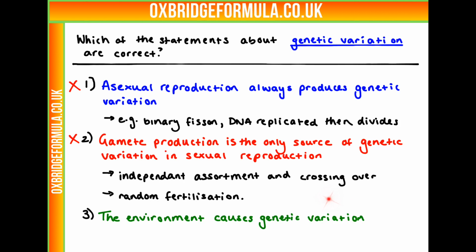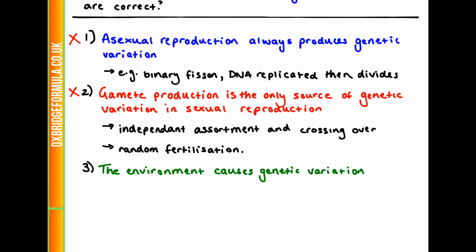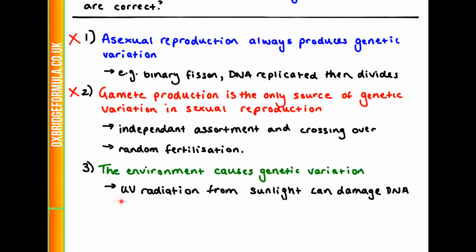Next, our statement is: the environment causes genetic variation. Now, can we think of a way that the environment can interact with our body and our DNA? Well, there are a couple of ways it can do that. Firstly, I would like to point out that the UV radiation from sunlight can actually damage our DNA and cause mutations, which can cause that genetic variation. And also there are things like carcinogens and mutagens we find in the environment, like asbestos, which can damage the DNA, again causing that genetic variation. So we know that this one is true.